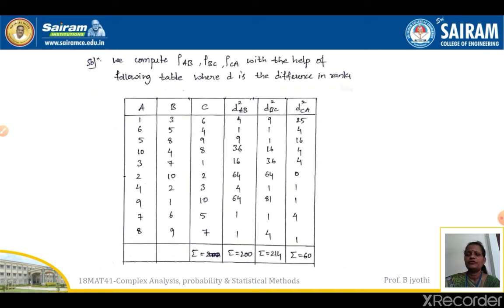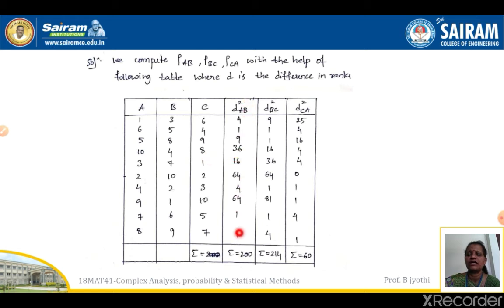Let's see now. We compute rank of AB, rank of BC, rank of CA with the help of the following table, where D is the difference in ranks. A is given by this, B is given by this, and C is given by this. When we take the difference of A and B, we are getting 2, whose square is 4. The difference of A and B for the second competitor is 6 and 5, so the difference is 1, which squared is 1. Similarly, 5 and 8, the difference is minus 3, and its square is 9. Here the difference is 6 and its square is 36.